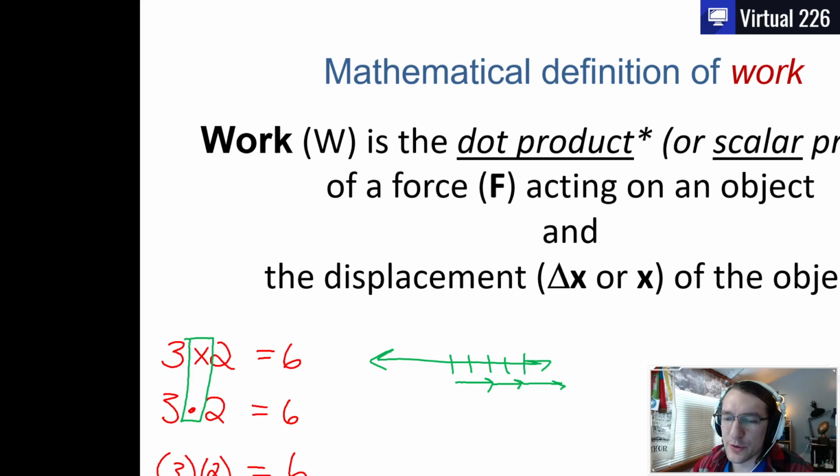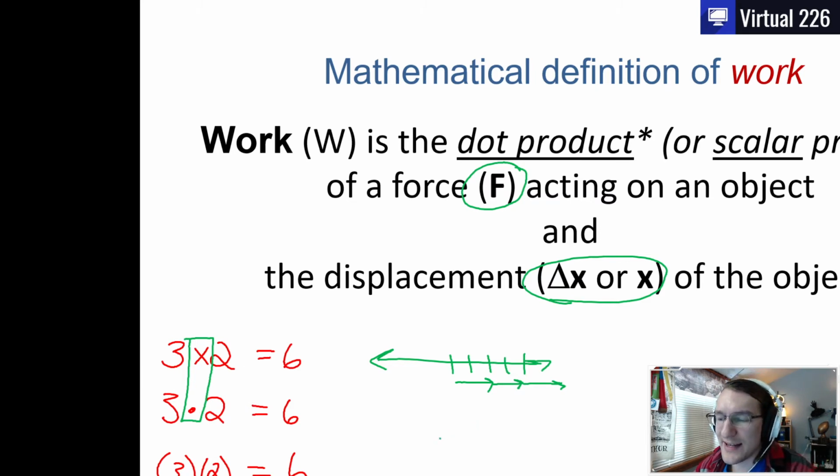What we are going to do is instead of multiplying scalars together, what happens when you multiply vectors together? We know that force is a vector. It has a magnitude and a direction. We know that a displacement, what we've called delta x throughout the year, but we could just call x for now, these displacements are a vector in and of themselves. And because of this, we cannot just multiply things together like 3 times 2.